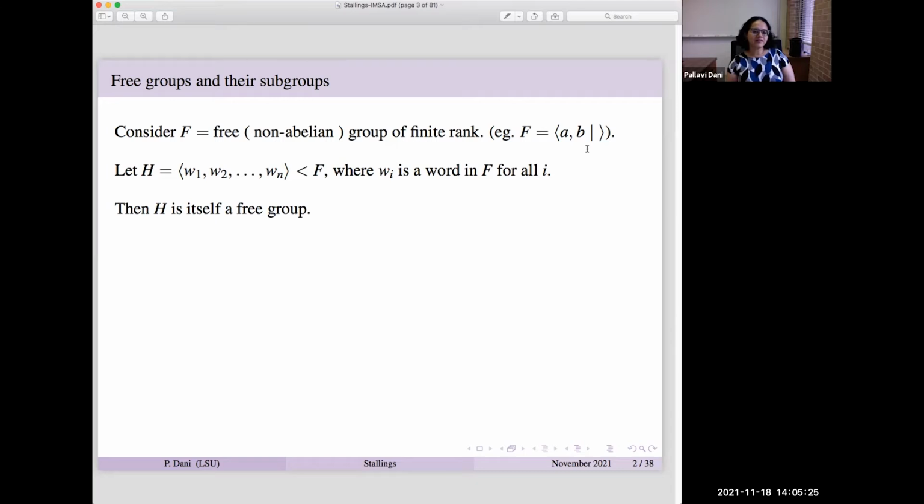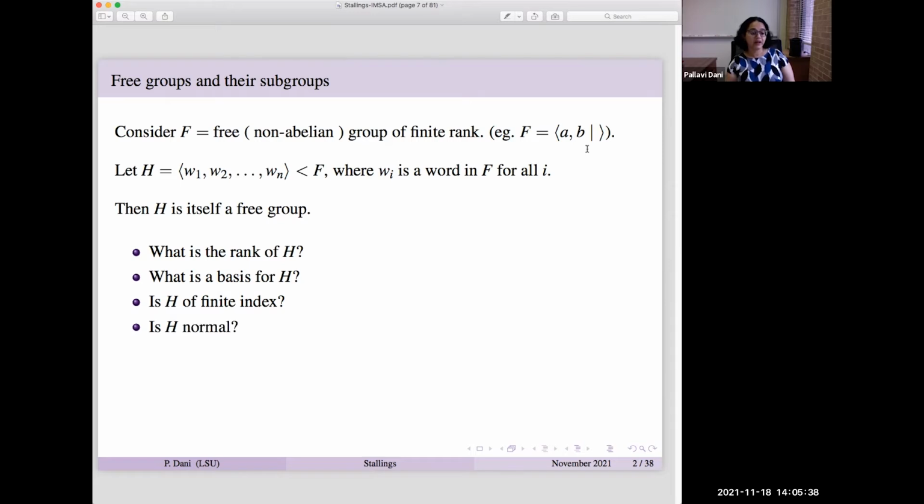And there are lots of other questions that you might be interested in about H. So for example, what is the rank of H? What is a basis for H? Is the index of H in the free group finite? Is it normal? Given a word in the generators of F, does that word represent an element of H? That's known as the membership problem.